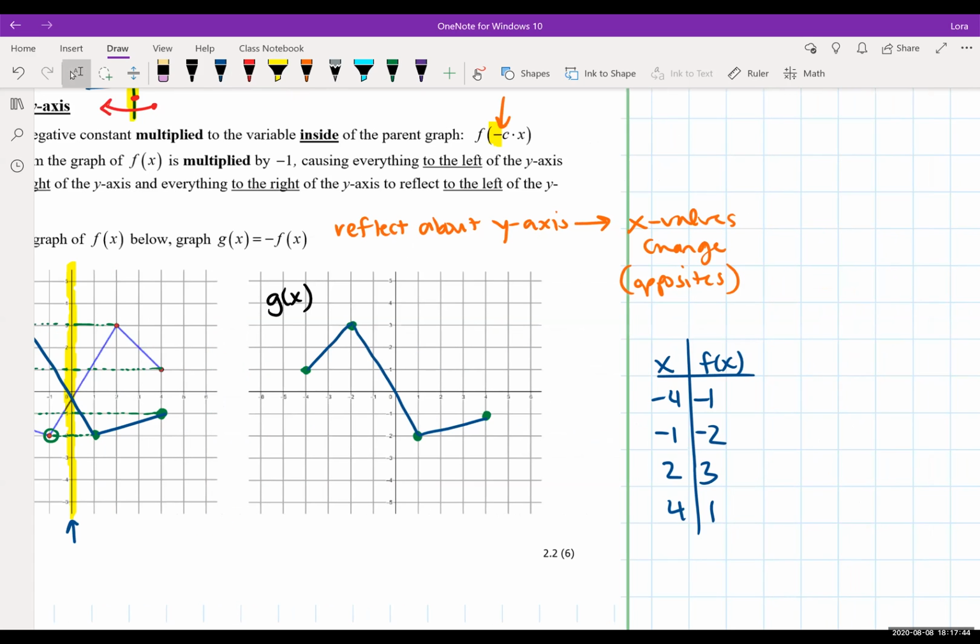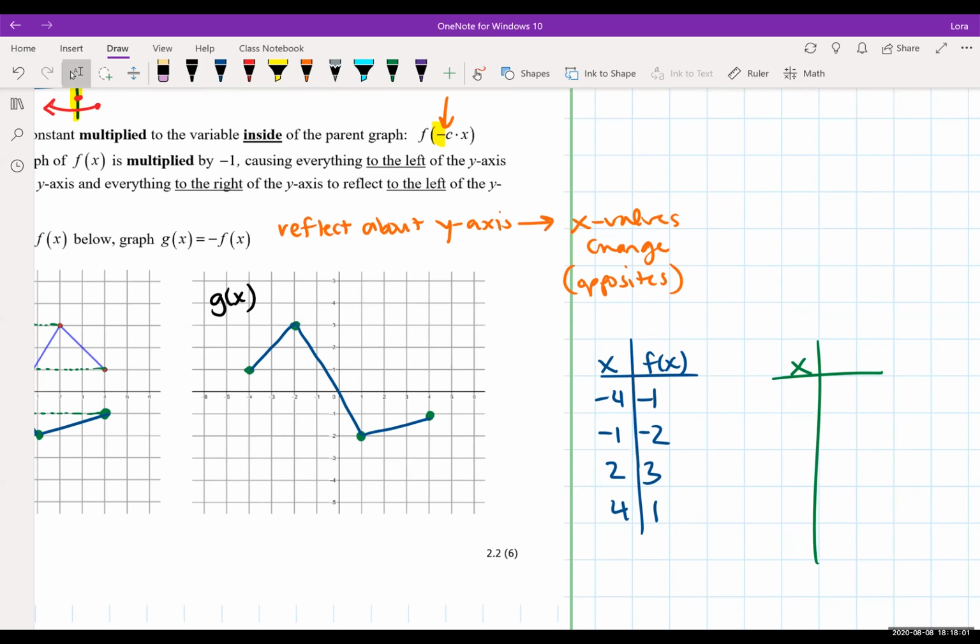And if I'm going to change the x values, whenever I have to change the x values, I will make new coordinates just in case. I don't want to add on and confuse myself. But if I change all the x values, -4 will become +4. -1 will become +1. +2 will become -2. +4 will become -4. And then y values stay the same. So all I'm doing is repeating -1, -2, 3, and 1.